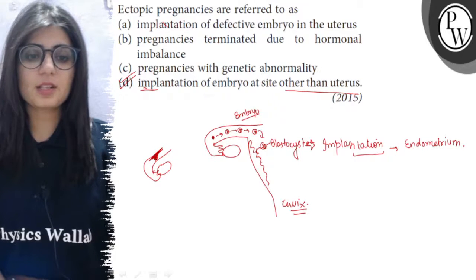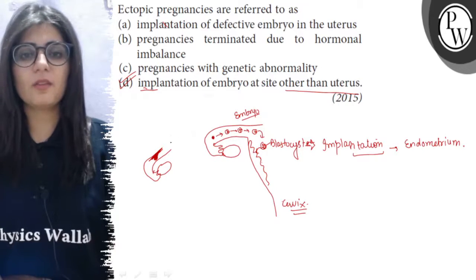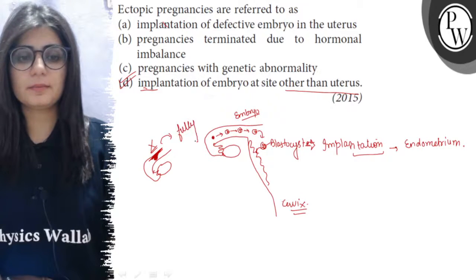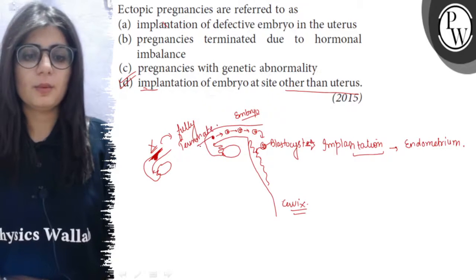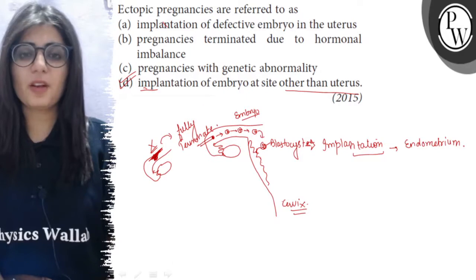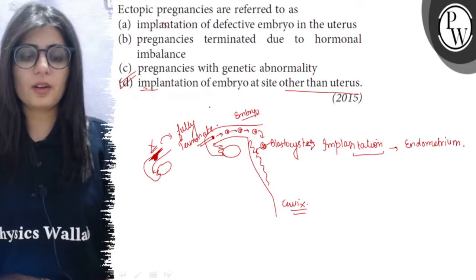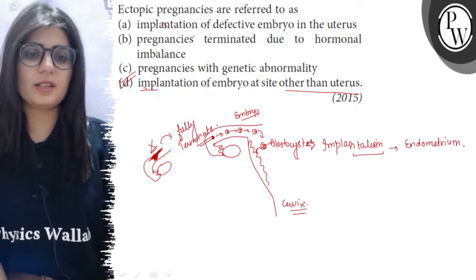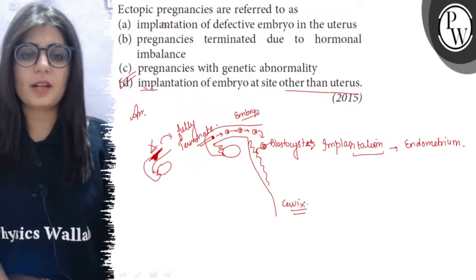And if such a pregnancy happens, it is not going to be fully terminated. It means it will not produce a child, because there is no space in fallopian tube or cervix for the growth of fetus. So no further development of fetus will occur there. So that is always lethal. So option D is the right answer.